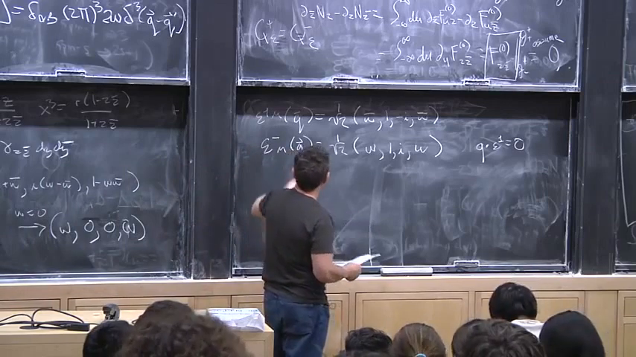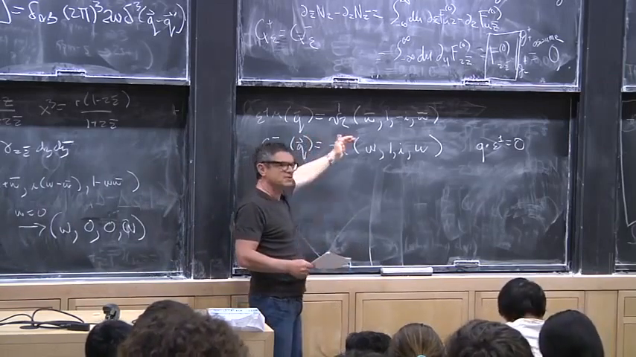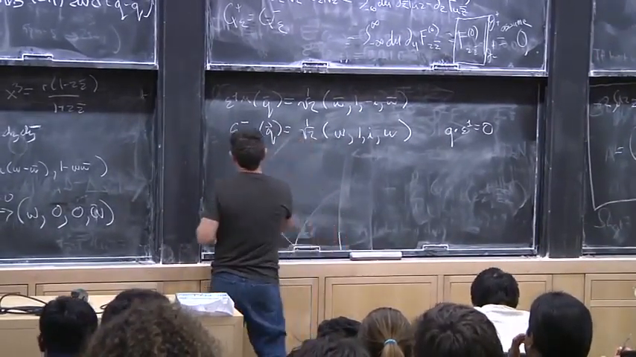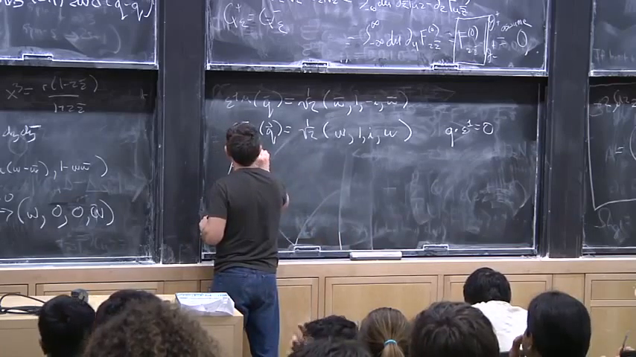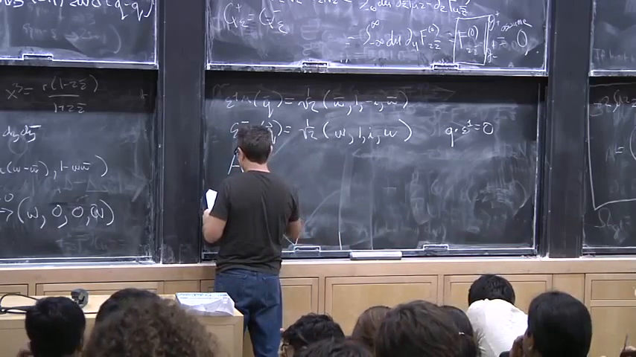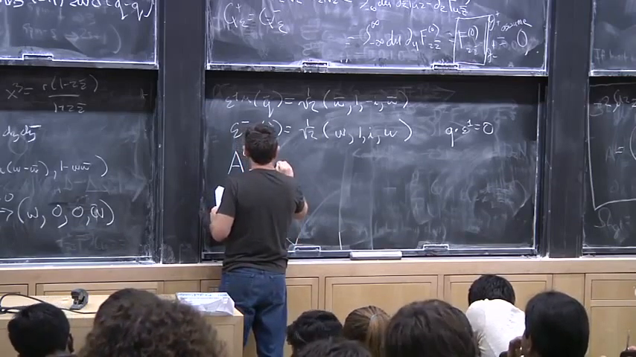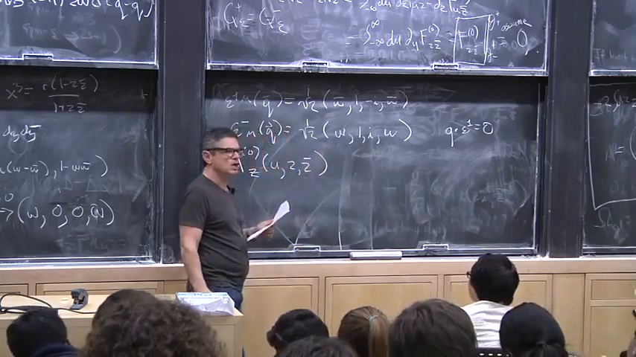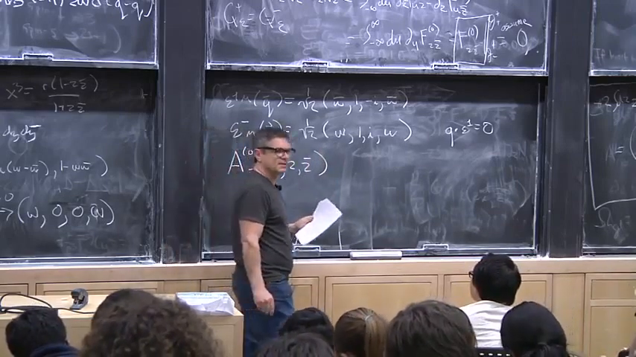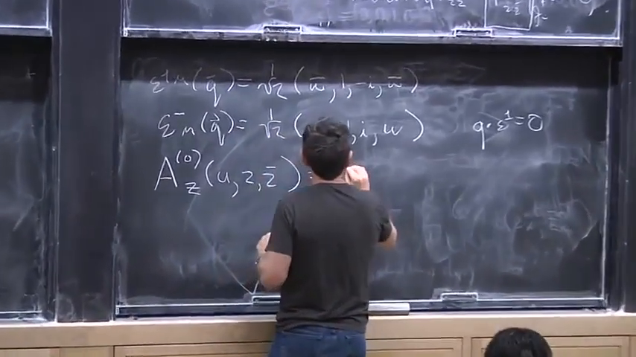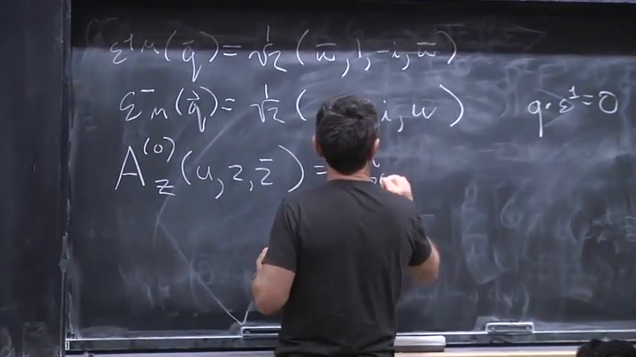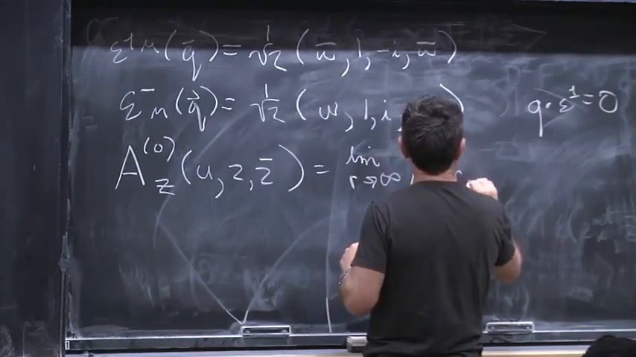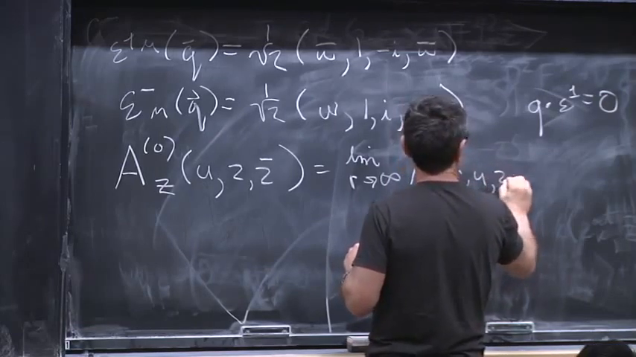All right. So now we've rewritten the polarization vectors in terms of these functions on the sphere. And now, this is the formula which we gave in the homework. Let's consider A0z of u, z, z bar. So that is, by definition, the limit as R goes to infinity of A_z(r, u, z, z bar).